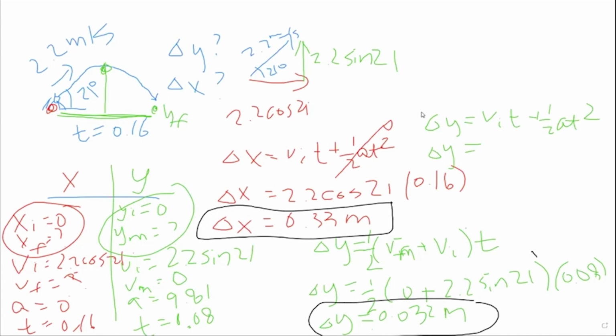So V initial is 2.2 sine of 21, times T, where T is 0.08, plus 1/2 times a, which is negative 9.8, times 0.08 squared. I don't know, can somebody plug that in? To verify it, you get 0.032.